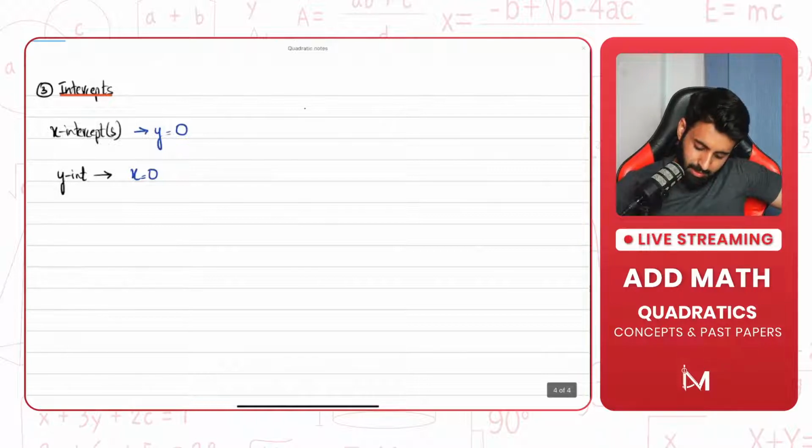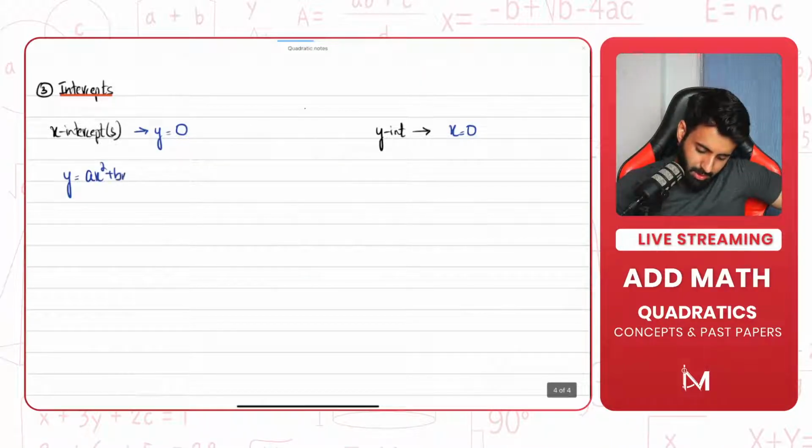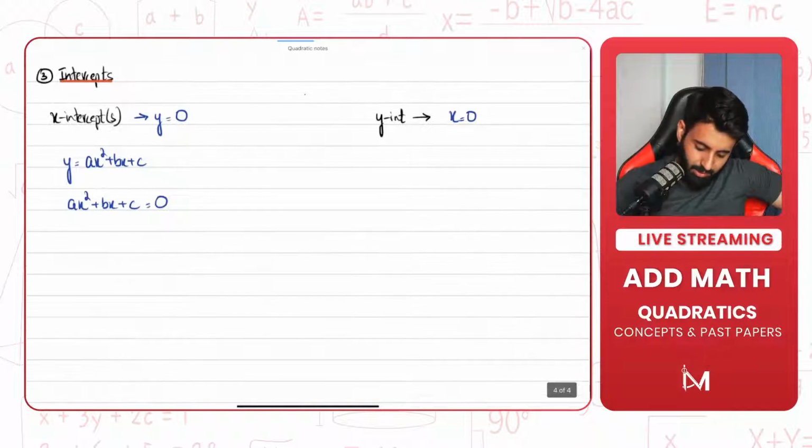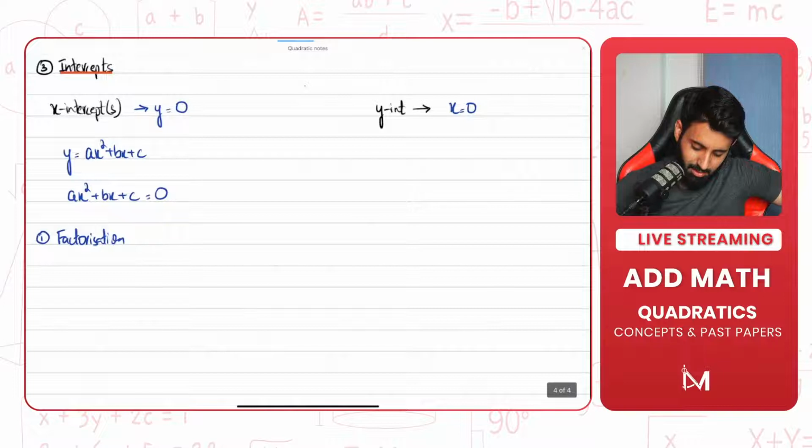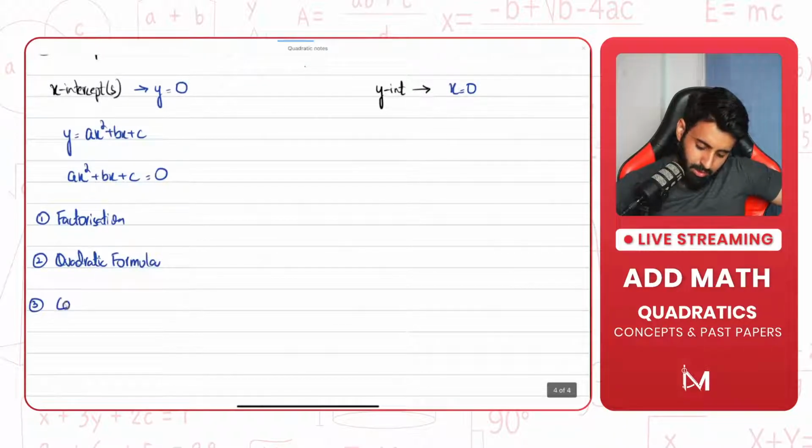Now, when you're finding out the x-intercept, this is what you do. You have y equals ax square plus bx plus c. When you plug in y as 0, you have ax square plus bx plus c equals 0. To solve this quadratic equation, you can use factorization if possible. Or we can use the quadratic formula, which is usually the go-to method. Or we can also use the completed square form, if you have it already in that form, to find the x-intercepts.